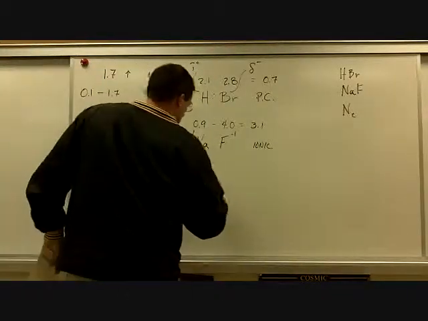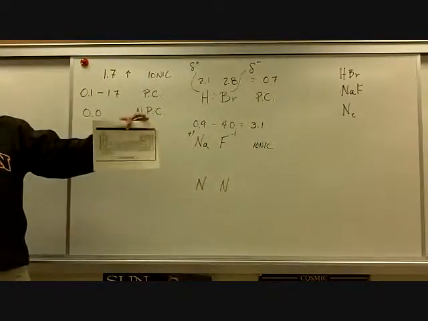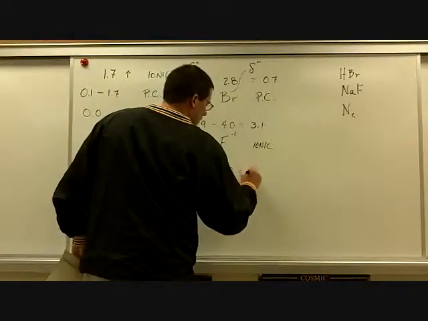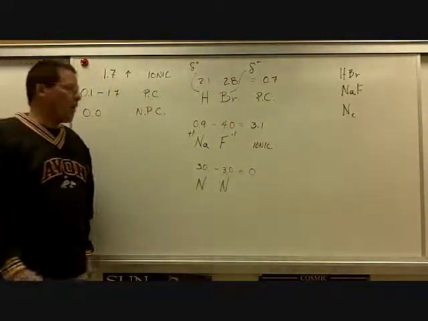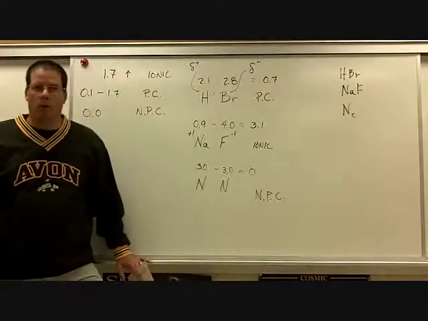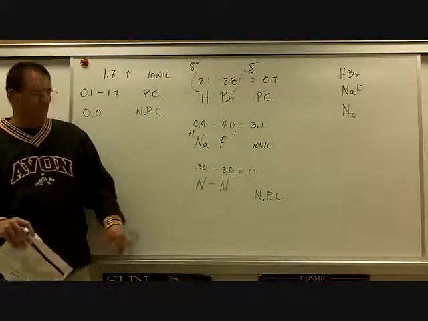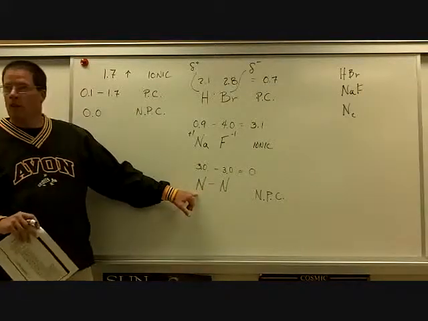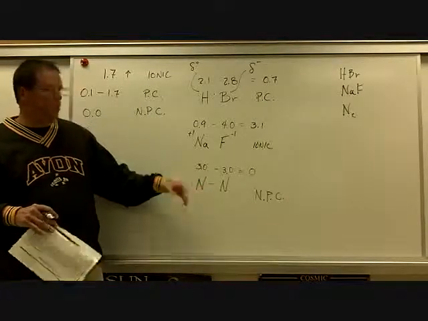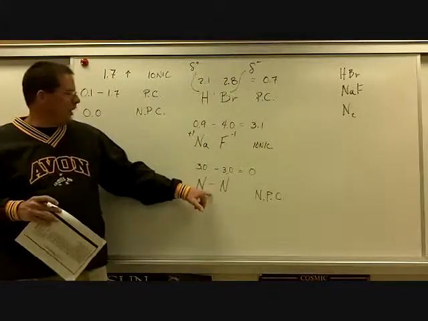All right, looking at nitrogen. What's the value for nitrogen? We just put in 3.0. So 3.0 minus 3.0 is 0. So it's a nonpolar covalent. Which means what? Nonpolar covalent bonding has what type of bonding between them? They're equal. So what type of charges do we have here? No charge. Because if they're sharing them equally, that means they're equal distance apart from each other. There's no greater attraction for the shared electrons.